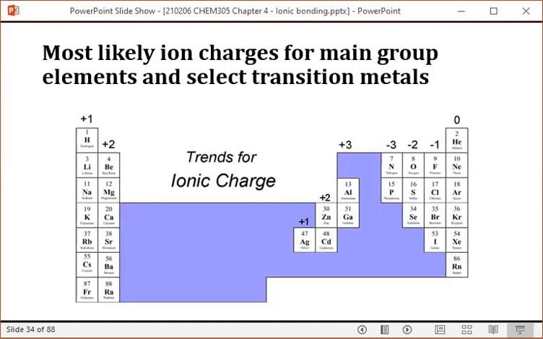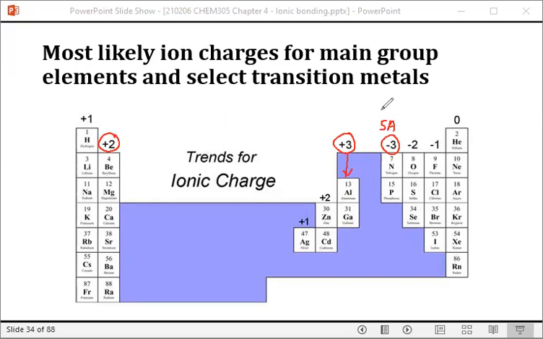So this is a periodic table that shows the most likely ion charges for the main group elements and some select transition metals. For the first column of the periodic table, group 1A and hydrogen, the ions of these elements are going to tend to be +1 ions. For group 2A, the ions in this column, starting with beryllium, are going to make ions with a charge of 2 plus. For group 3A, they tend to make ions that are charged 3 plus. And we're specifically highlighting aluminum and gallium here because these are metals.